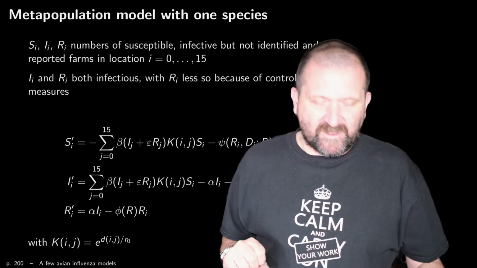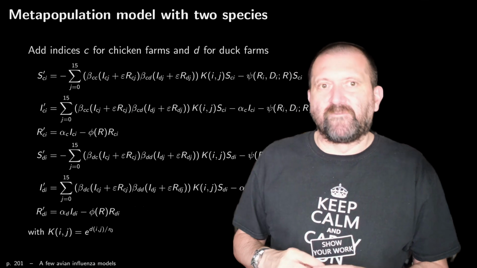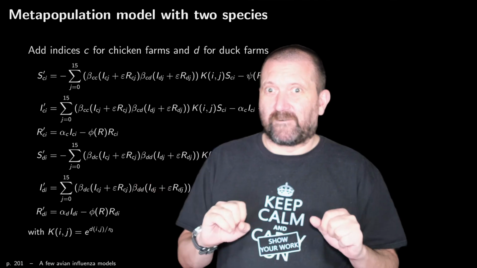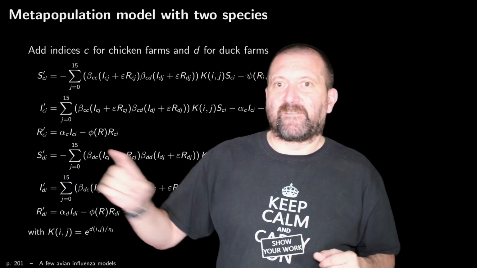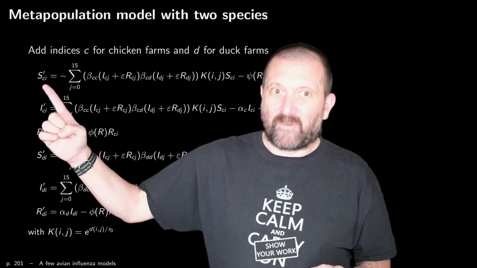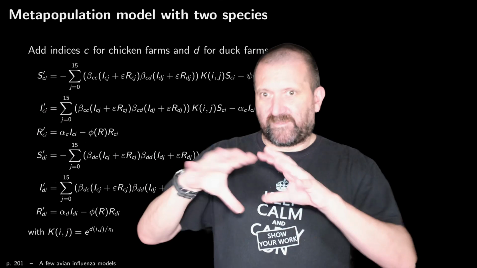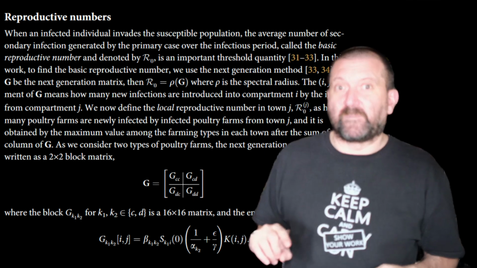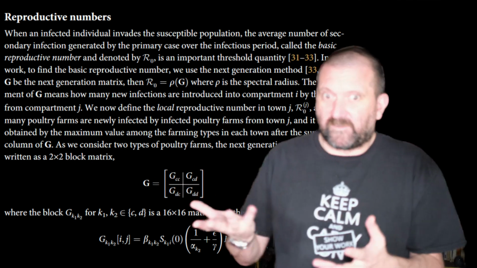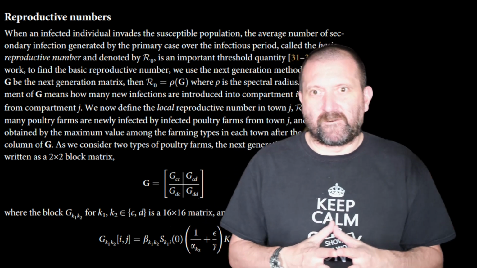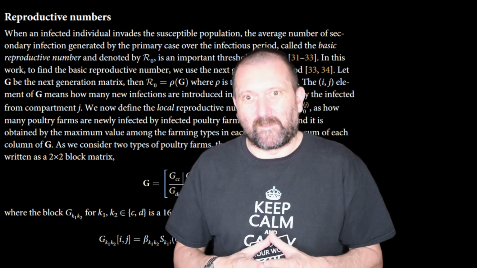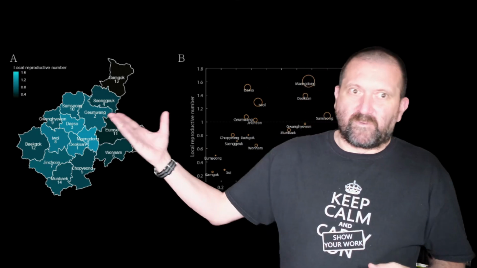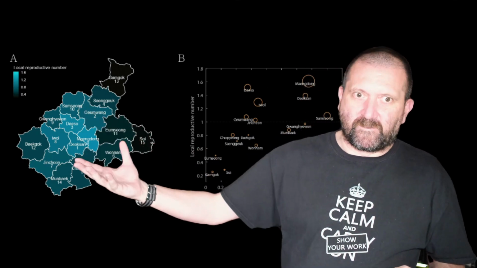So this is the model with a single species, but they look at, for instance, a model with two species, chicken farms and duck farms. And these are locations again. These are the number of susceptible, infectious, and recovered premises, chicken and duck farms, in these different regions. They can compute a basic reproduction number using the type of method that I was explaining in the earlier part of this lecture about metapopulations. You can compute a basic reproduction number for the different locations.